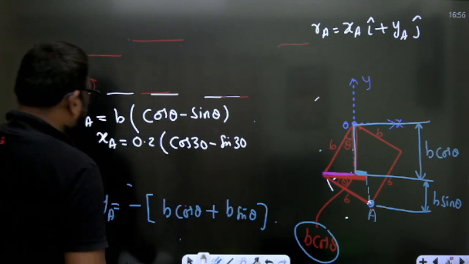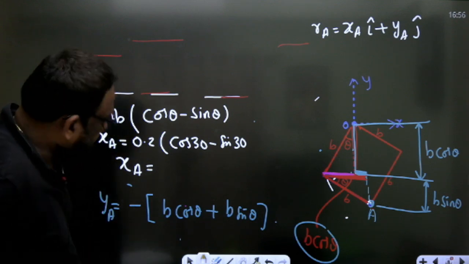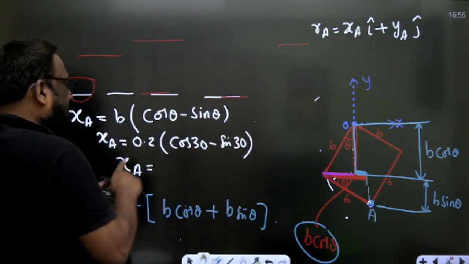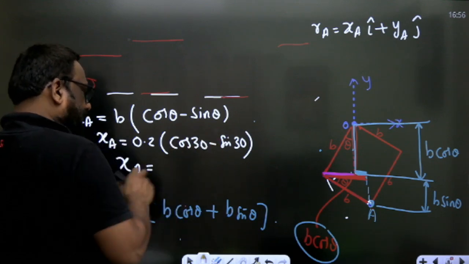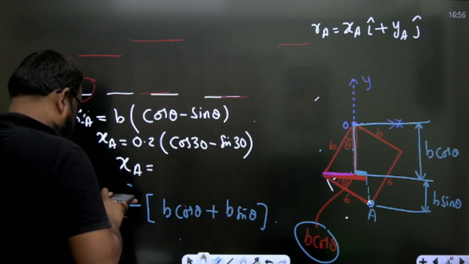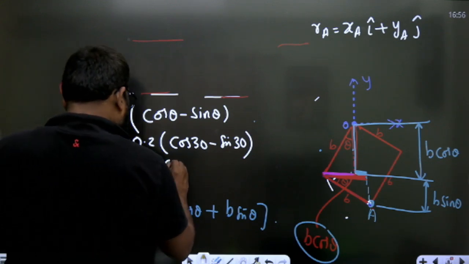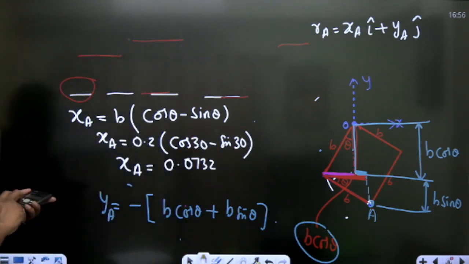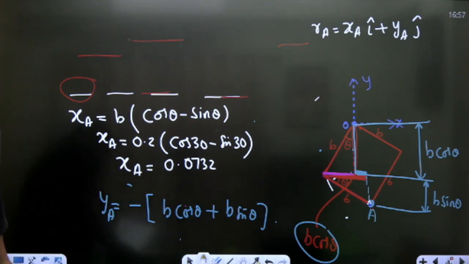So we can calculate how much is x_A. Let me calculate, sir. Cos 30 is root 3 by 2. 1.732 minus 1 is 0.732 by 2. 0.732. So I think you are getting this as 0.0732 meter. एक बार चेक करता हूँ सर, कहाँ गया रे, कहाँ गया रे, I don't have these values.